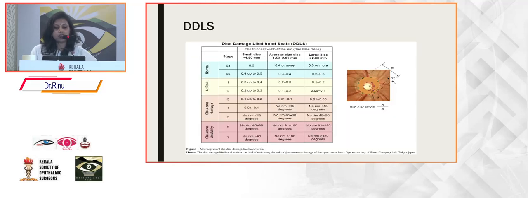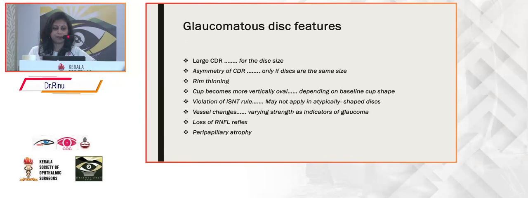There's also the concept of the disc damage likelihood scale, which was put forward by Spaeth. This is a method of estimating the risk of glaucoma damage in an optic disc. But here we take into consideration the disc diameter and the thinnest rim width. So it is not basically the cup disc ratio, it is the rim disc ratio which is taken into consideration here.